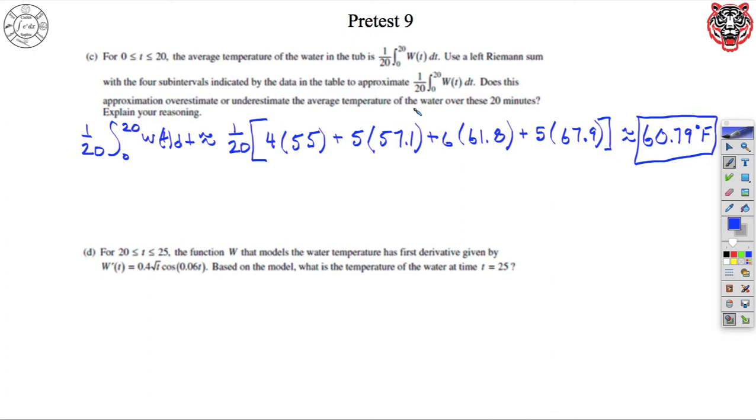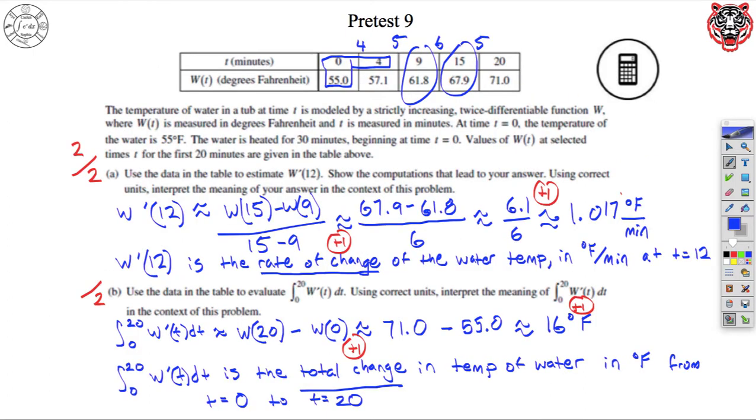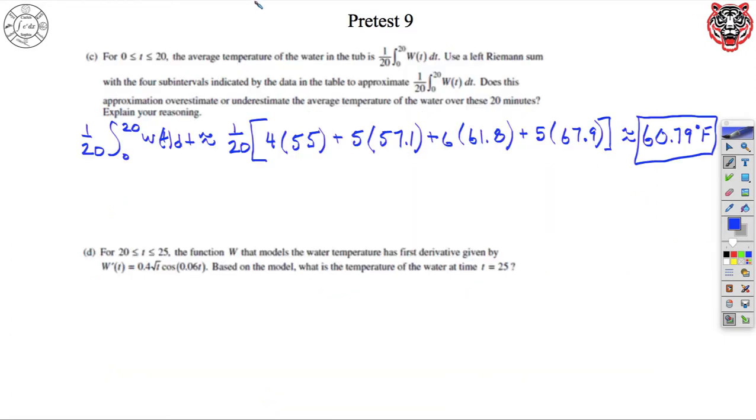All right, it's a left Riemann sum, and is it increasing or decreasing? It looks like it is purely increasing. It is a strictly increasing function. And just knowing that, we know that's an underestimate.